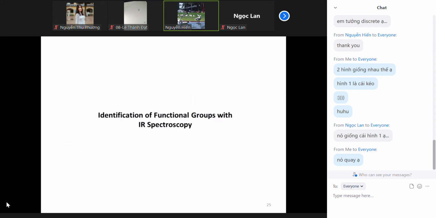So, how to identify functional groups with infrared spectroscopy. If you remember, functional groups are groups of atoms that are bonded with each other in a specific way. They can bond to each other by a single bond, double bond or triple bond. And this functional group would have different signals in the infrared spectrum.